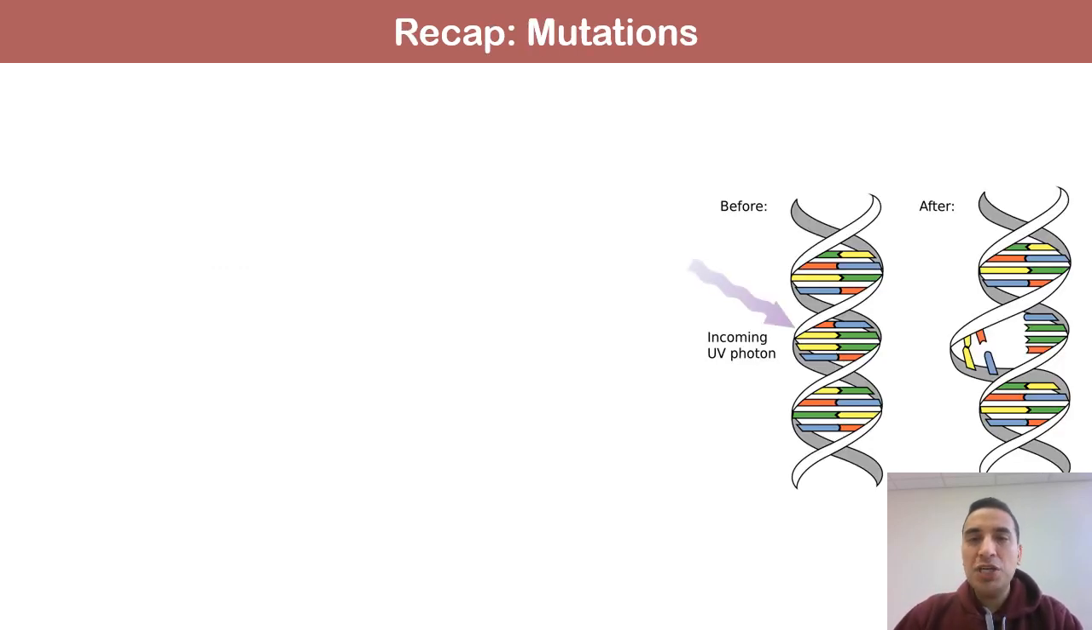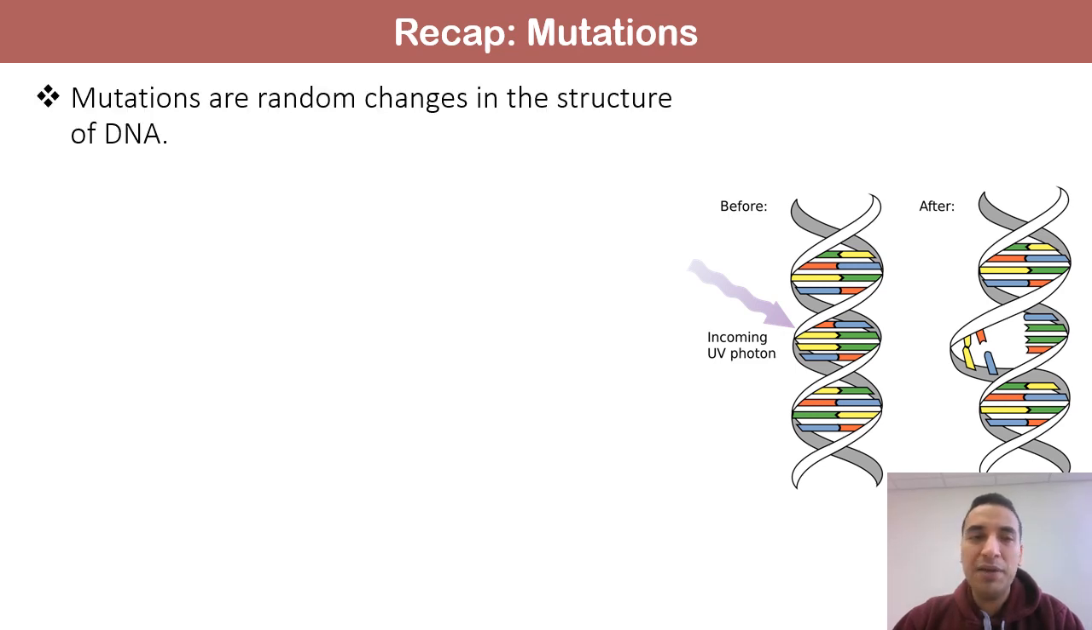Now let's talk about mutation a little bit more. So you have a regular DNA on the left hand side, but you get this incoming UV photon, ultraviolet light. Okay, with this ultraviolet light, it might damage the DNA, so some of these linkages might be broken. That essentially changes the DNA. That is mutation, right? This is just a recap.